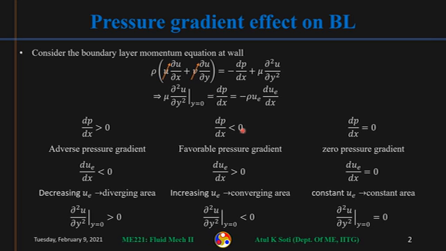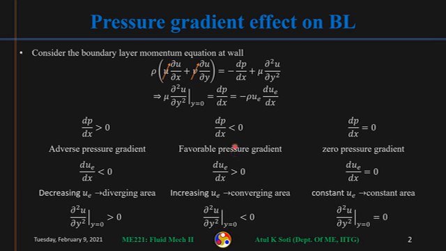Other possibility is that the pressure gradient is negative. Then what will happen? If dp by dx is negative, then du by dx will be positive. Okay, du by dx is positive, that means u is increasing, and that means area is decreasing. It's a converging area. Okay, which area? The area above the body, that is decreasing. For example, you could consider flow around cylinder.